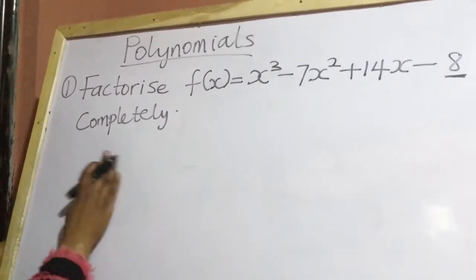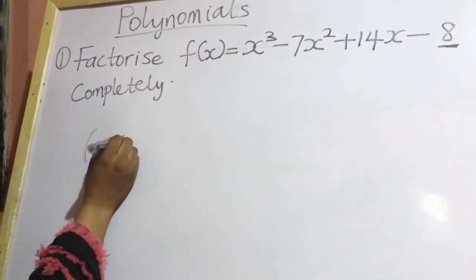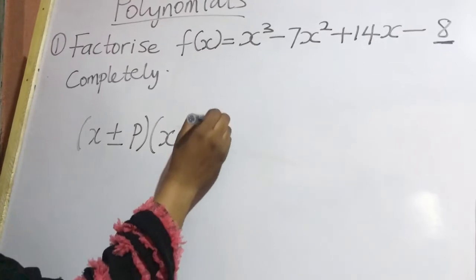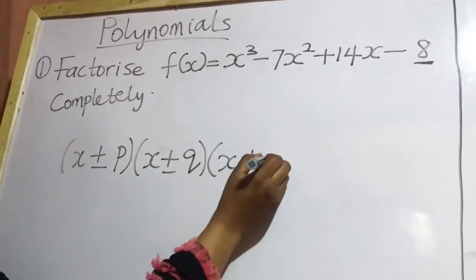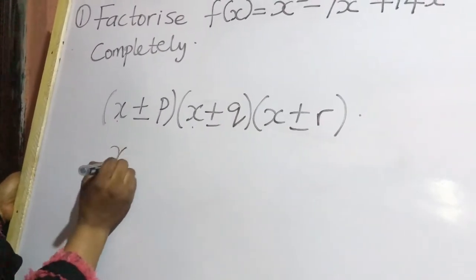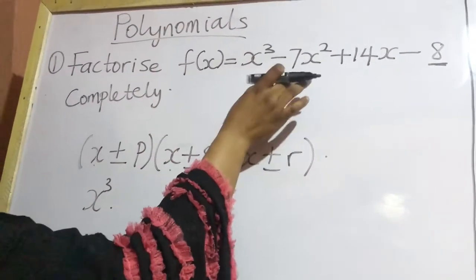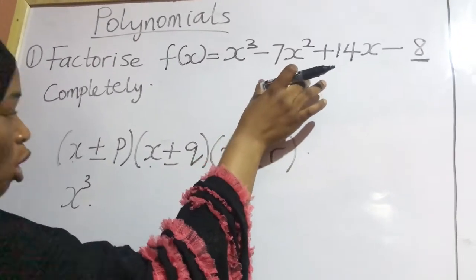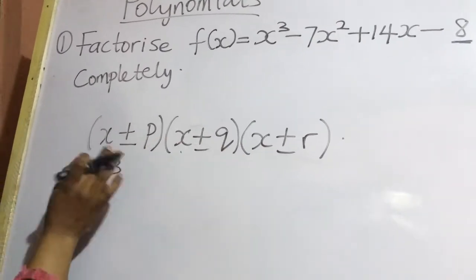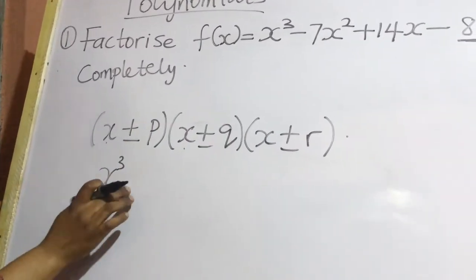Now, to factorize a polynomial completely, it will be in the form of x plus or minus p, multiplied by x plus or minus q, multiplied by x plus or minus r. If you multiply all those x, the first term will be x cubed. It's in this form because the degree of the polynomial I want to work on here is 3, so that is why we take 3 factors here. If you multiply the first term of each factor, you can see that it gives us x cubed.